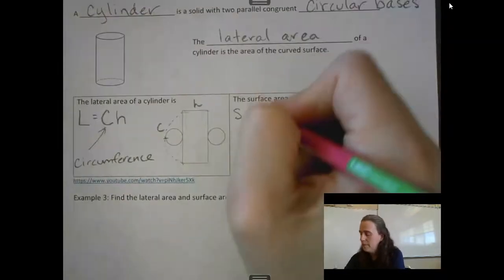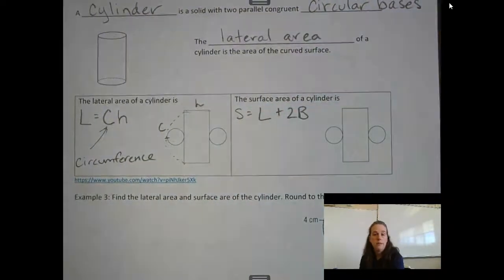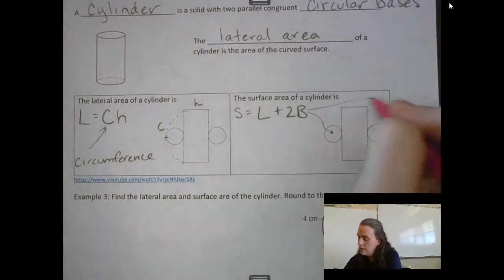Okay, surface area. This looks just like the prism. So you need the lateral area, and you need 2 bases. And our bases are these circles.